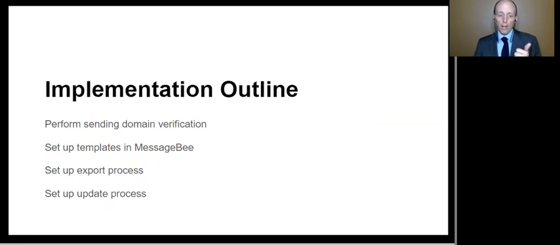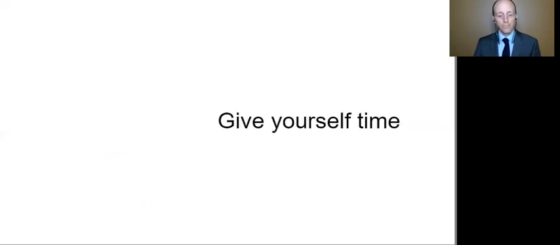You should perform sending domain verification of where you're going to send the emails from. You need to verify that domain. You'll need to set up your templates in MessageBee. You'll need to get the export process working and the update process working. So I'm going to talk with you first about the sending domain verification and the MessageBee templates. And actually, those two things could be done at the same time. And then Mike will get into the details about exporting the notices and what the update process works like.